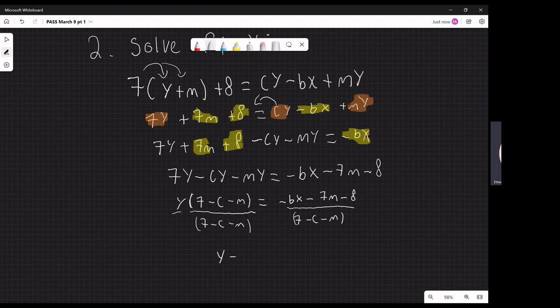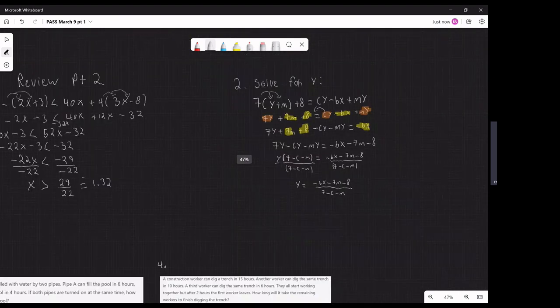And this will be our final answer. y equals negative bx minus 7m minus 8 over 7 minus c minus m. Since all those top terms have a negative in them, we could factor it out, but this is good for our final answer here.